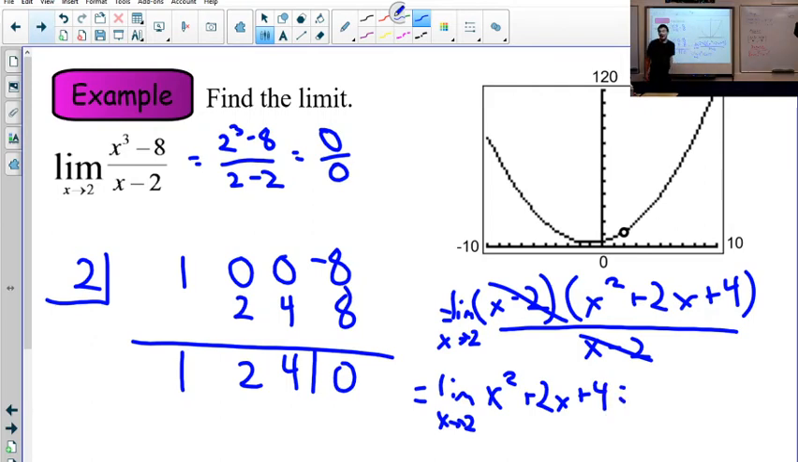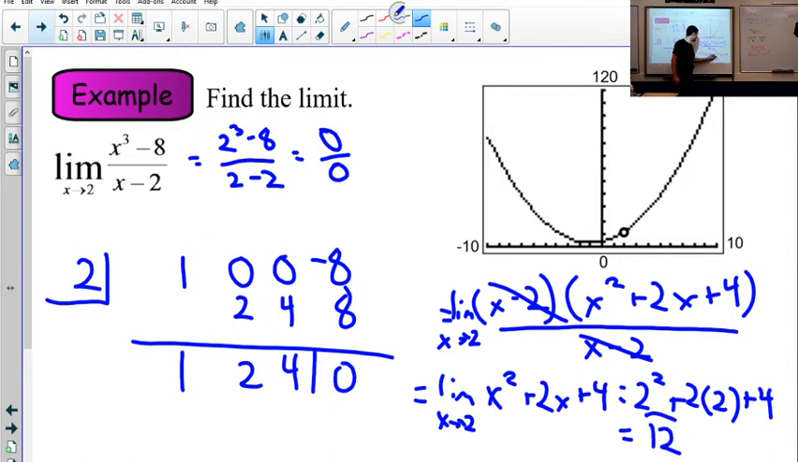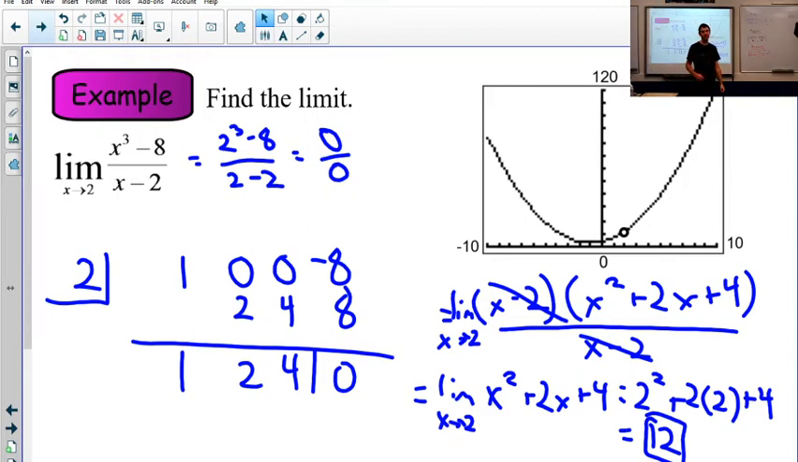And now that we've gotten those x minus 2's to cancel on top and bottom, we can just plug in 2. 2 squared plus 2 times 2 plus 4. Work that out. 2 squared is 4, and another 4, and another 4 is 12. One nitpicky thing about the notation.